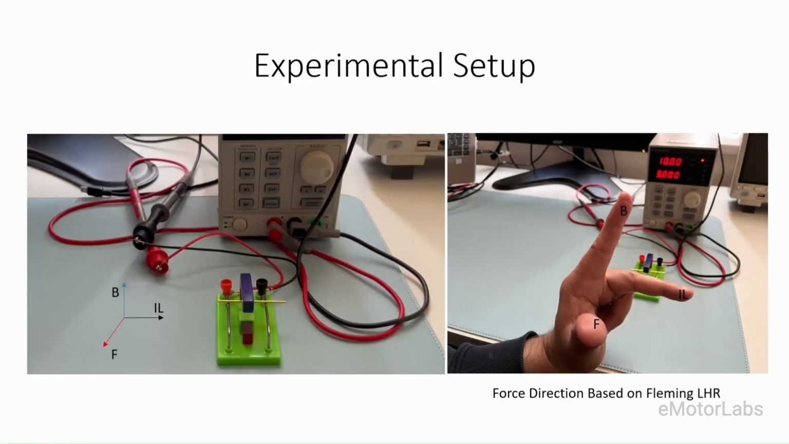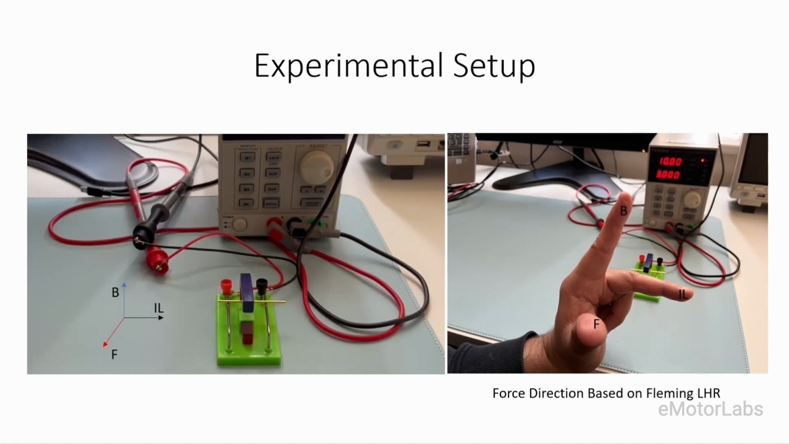Current flows from the power supply through the red terminal along the brass conductor rod and back through the black terminal, completing the circuit. When we place the magnet below the current carrying conductor, as shown in the picture, we can apply Fleming's left-hand rule.